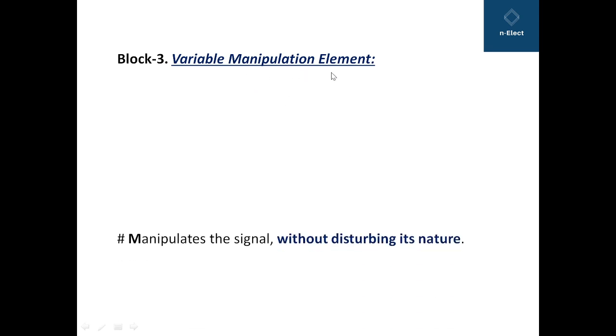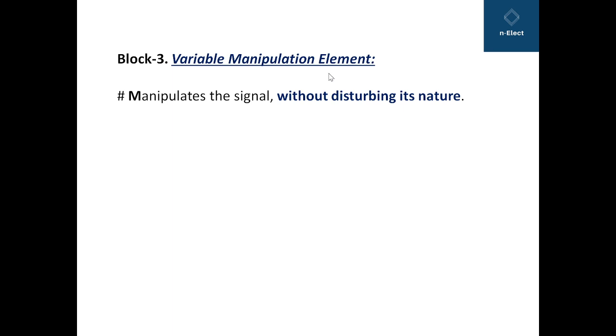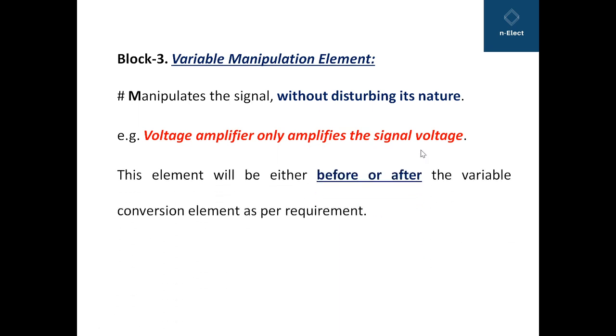The third block is the variable manipulation element. What it does is manipulate the signal without disturbing its nature. This is important because the originality of the signal, or the nature of the signal, is not disturbed. For example, a voltage amplifier just amplifies the signal voltage. And this element, the variable manipulation element, can be either before or after the variable conversion element as per the requirement, or as per the measurement we are going to do.